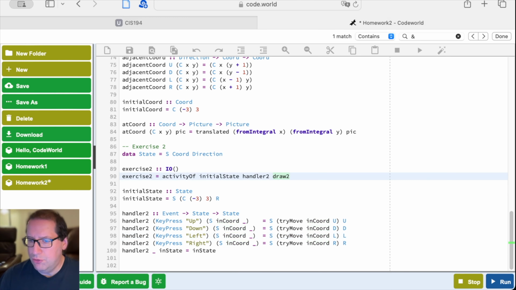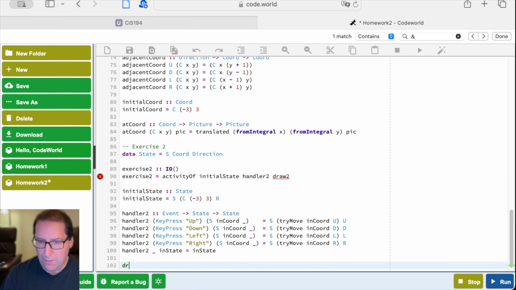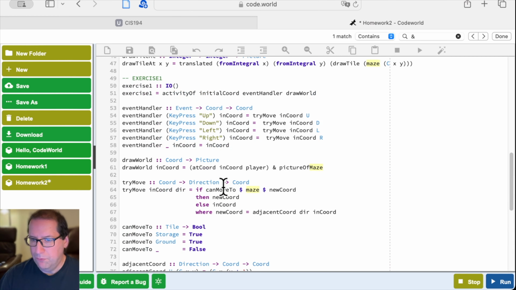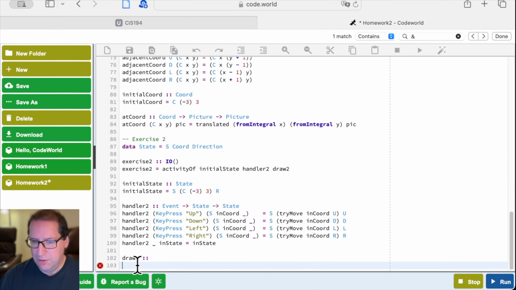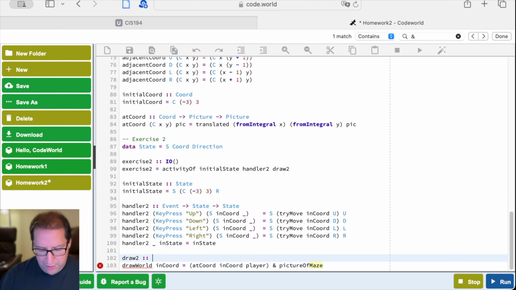So I'm just going to call this draw2. Our drawing function, if I recall correctly, which I don't recall at all, goes from coord to picture. Let's go ahead and copy this down here just so we can see what it looks like. So instead of going from a coordinate to a picture, we're going from a state to a picture.